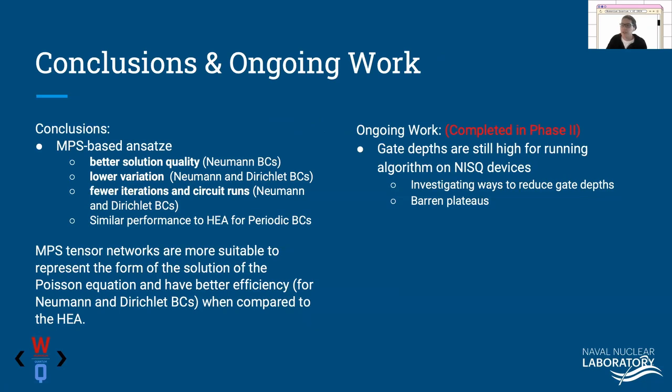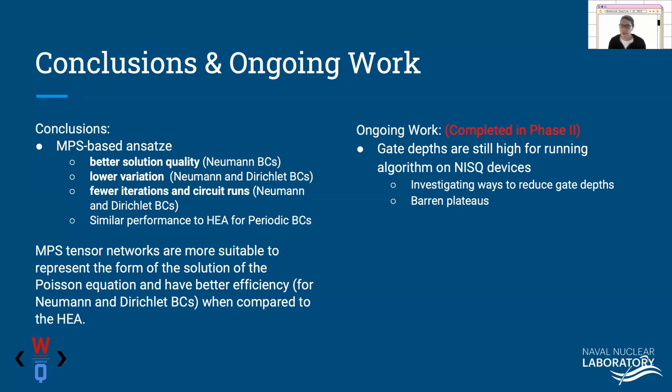And so based on this, we concluded that the MPS-based ansatz led to better solution quality, lower variation, and required fewer iterations and circuit runs. So this was a viable method that was also efficient, but had a better form of the solution for this problem.